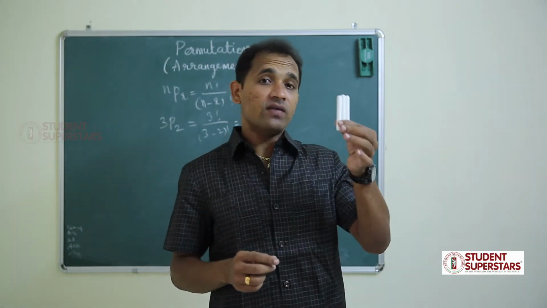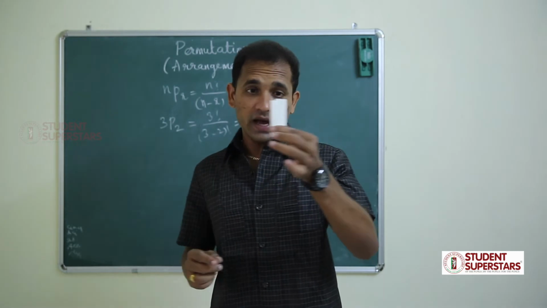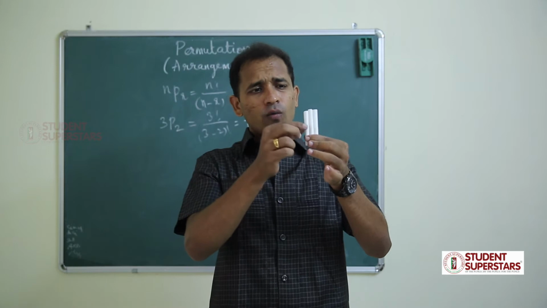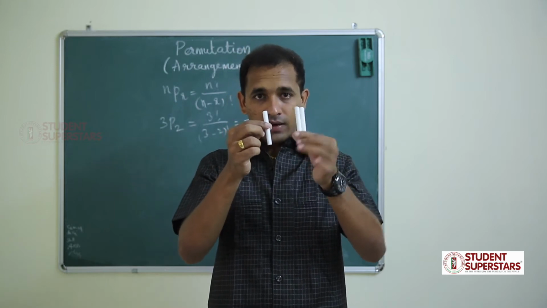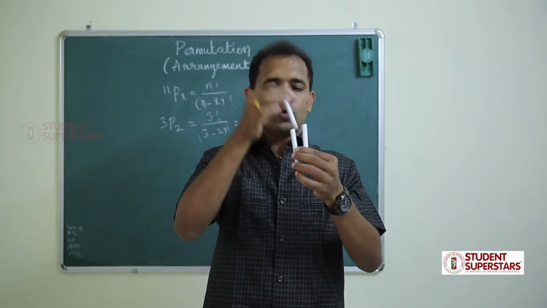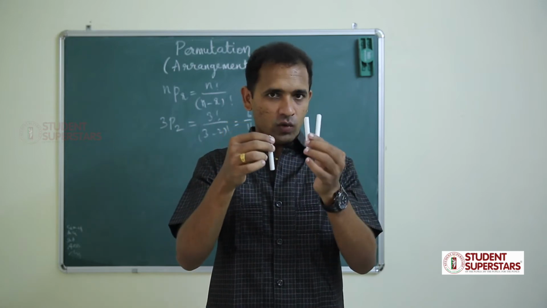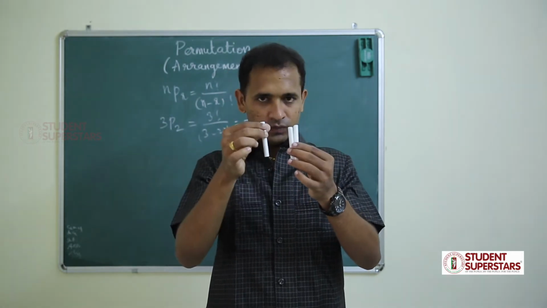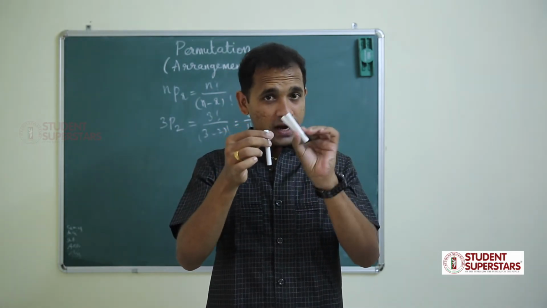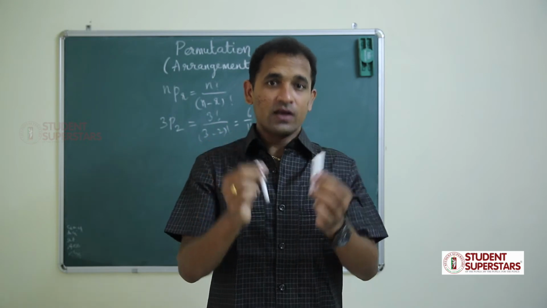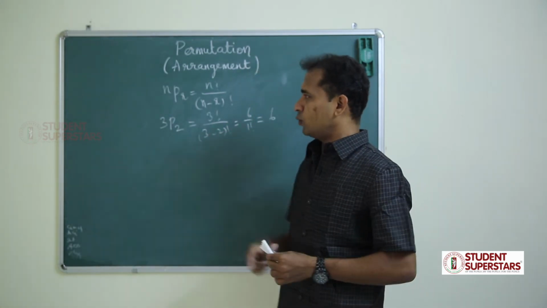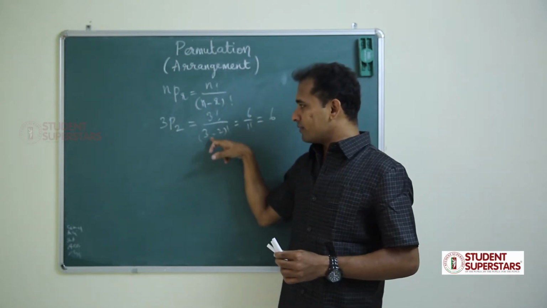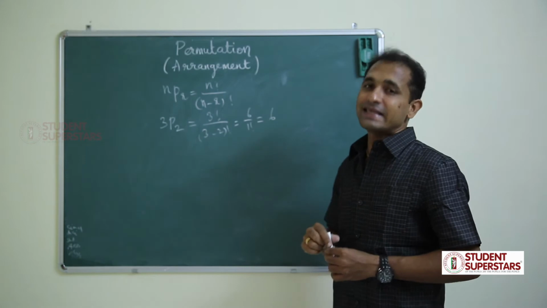See, here I have three chalk pieces. How many ways can we arrange these three chalk pieces into two positions? 1, 2, 3 and 3, 2: two ways. Next, 2, 1, 3 and 3, 1: two ways. Together, 4. Next, 3, 1, 2 and 2, 1. Totally 6 ways, right? So this is the arrangement 3P2. nPr is n factorial by n minus r factorial. 3P2 is 3 factorial by 3 minus 2 factorial, which is 6.